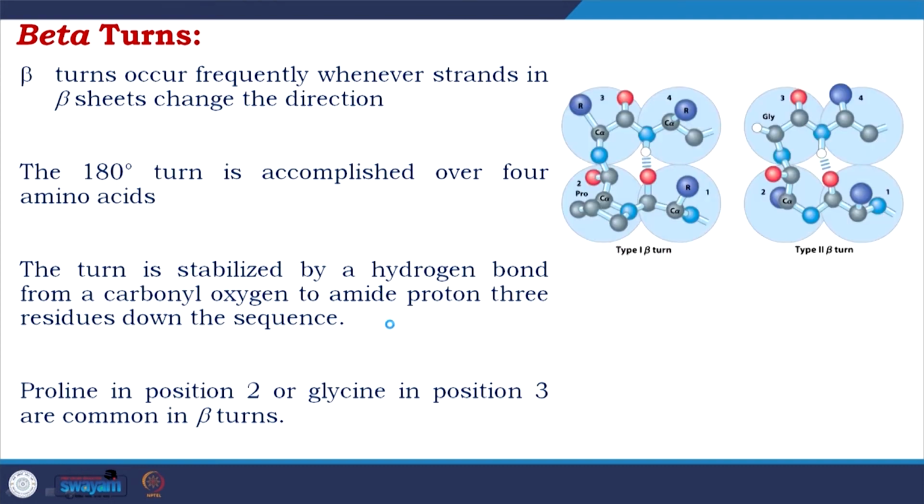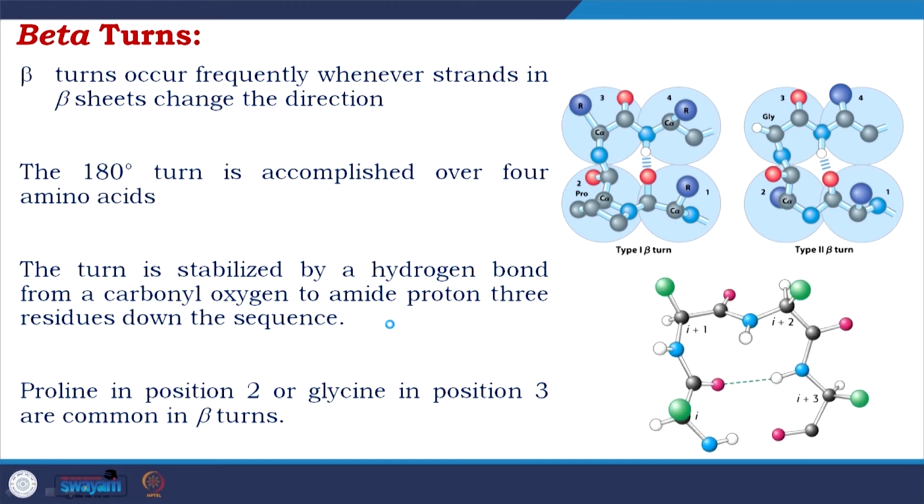So, there are 2 types of beta turn. In the type 1 beta turn, in the second position there is a proline. In the type 2 beta turn, in the third position there is a glycine. And this is generally the hydrogen bond formed in the beta turn.